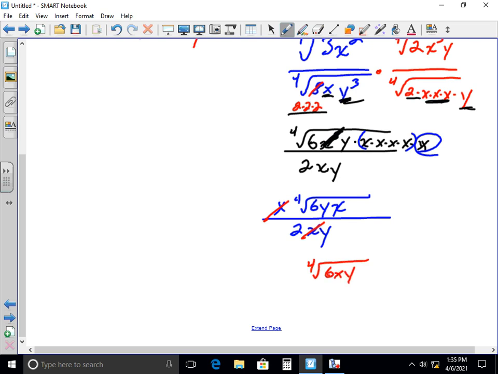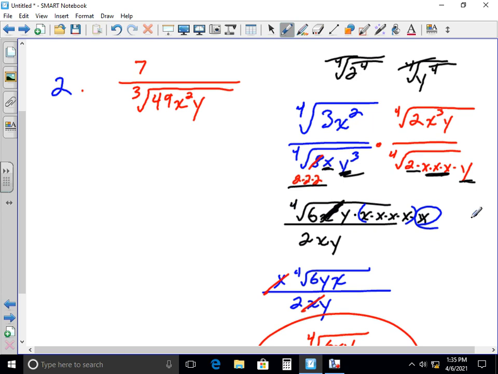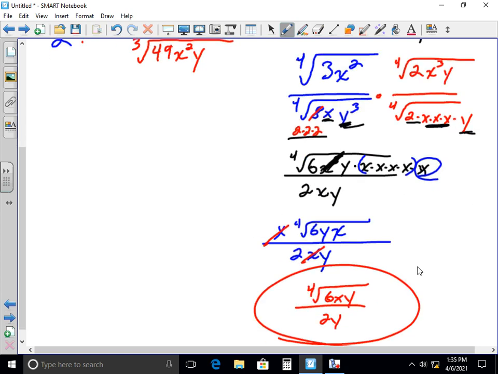So 6. I'm fine with you doing it whichever way. But if you do it the other way, make sure when you get to here that you do simplify that radical on top.